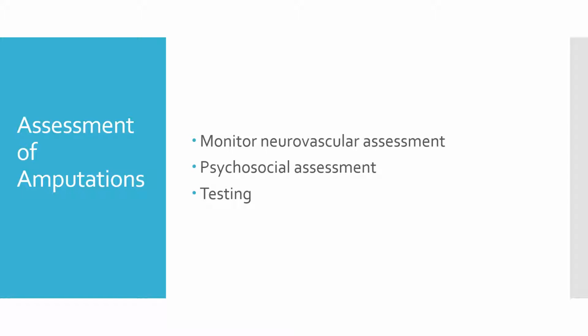Assess coping strategies. Testing: they'll do blood flow studies using a Doppler or ultrasound. They may do an ankle brachial index, which divides the ankle systolic pressure by the brachial systolic pressure, and normal is 0.9 or higher.